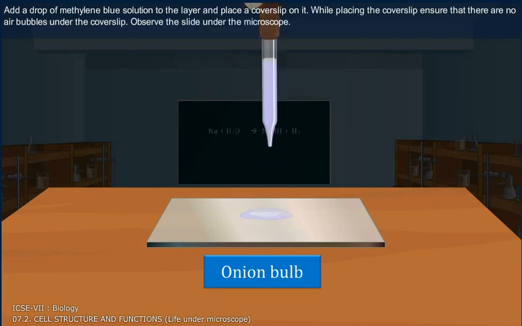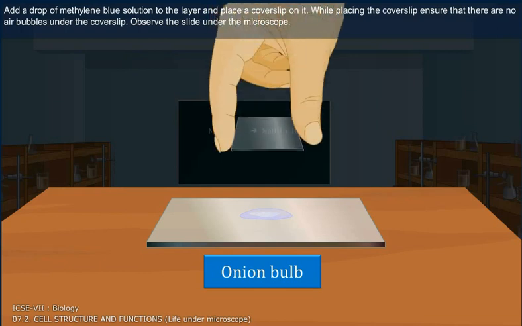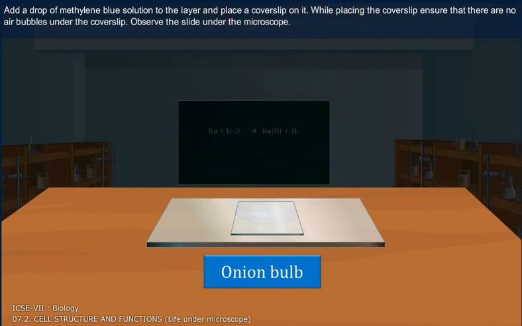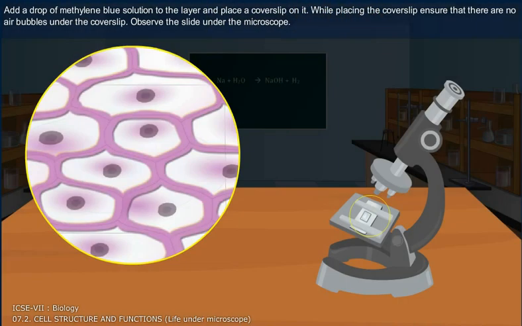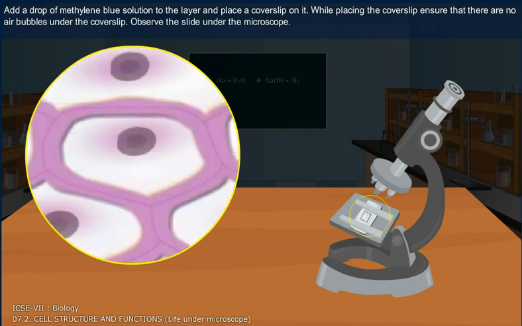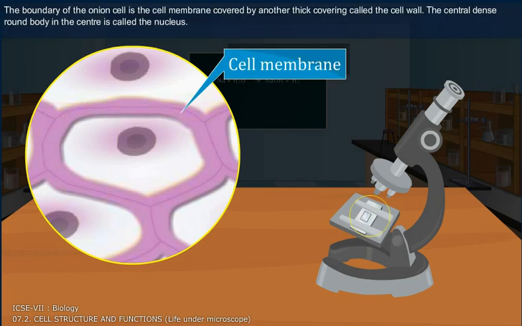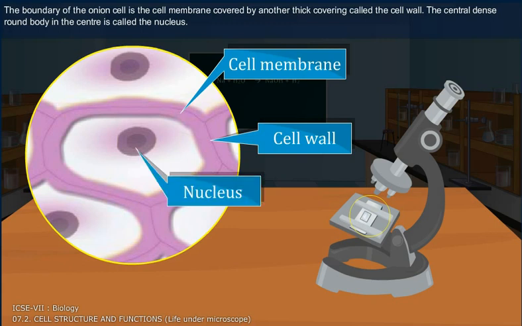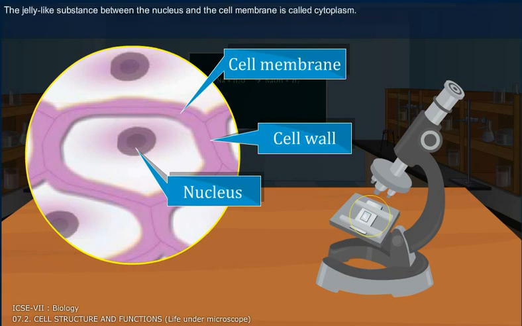Add a drop of methylene blue solution to the layer and place a cover slip on it. While placing the cover slip, ensure that there are no air bubbles under the cover slip. Observe the slide under the microscope. The boundary of the onion cell is the cell membrane, covered by another thick covering called the cell wall. The central dense round body in the center is called the nucleus. The jelly-like substance between the nucleus and the cell membrane is called cytoplasm.